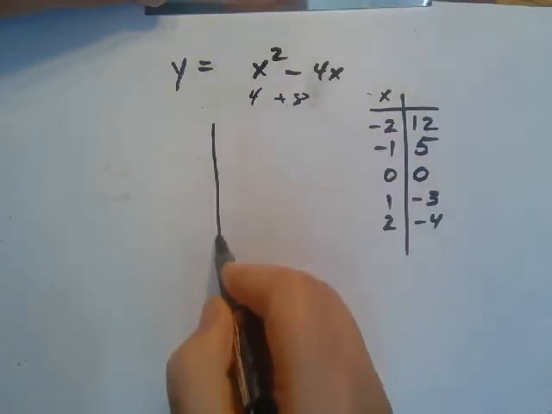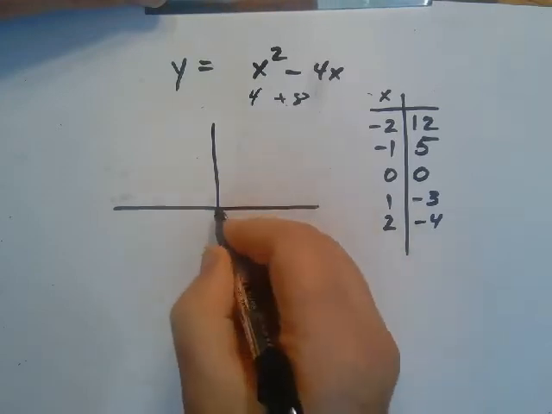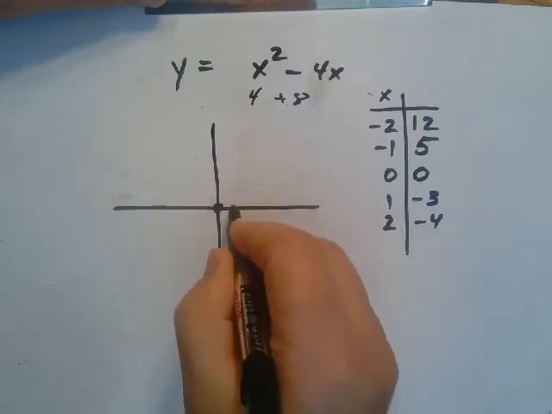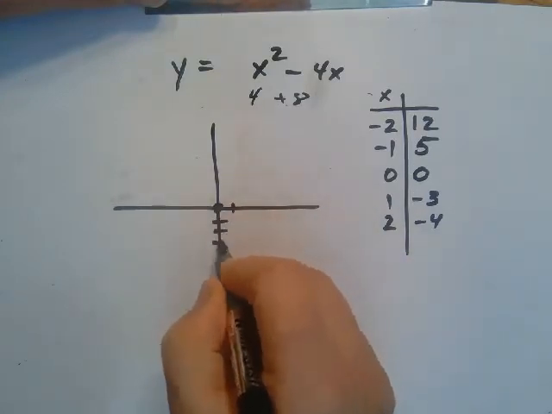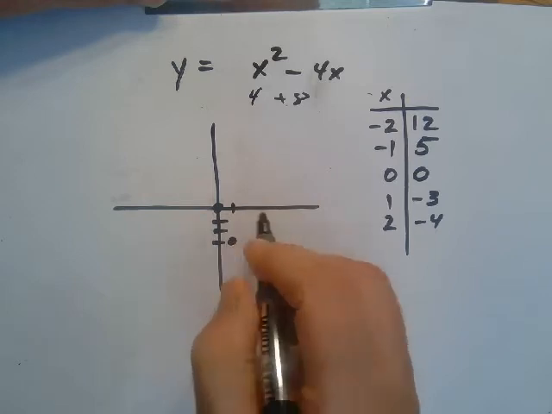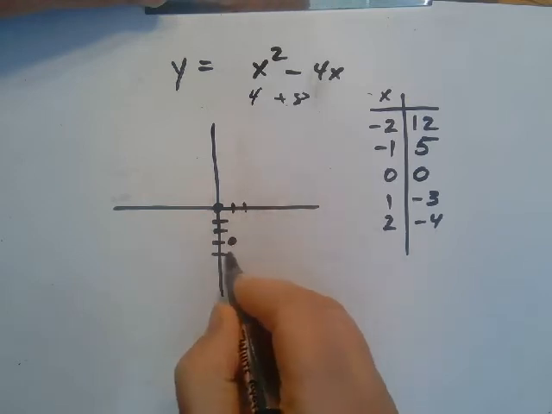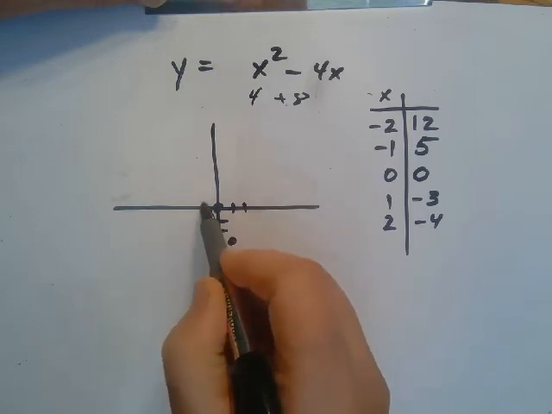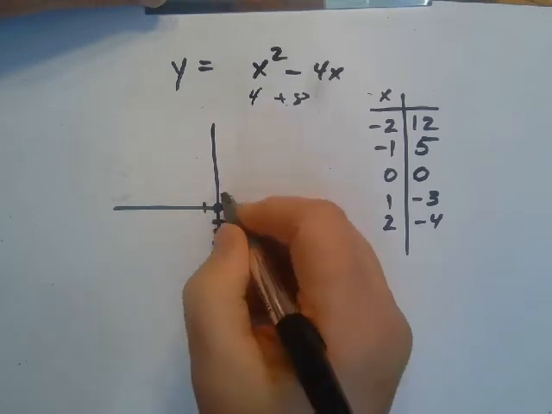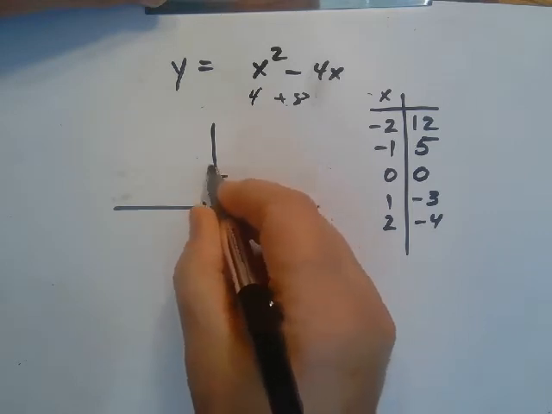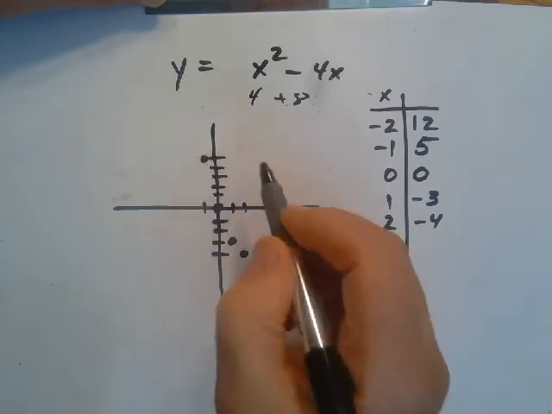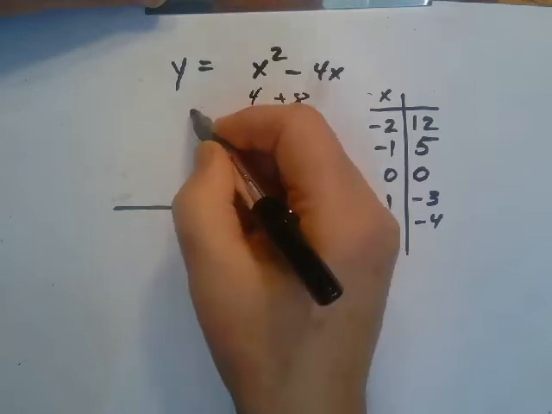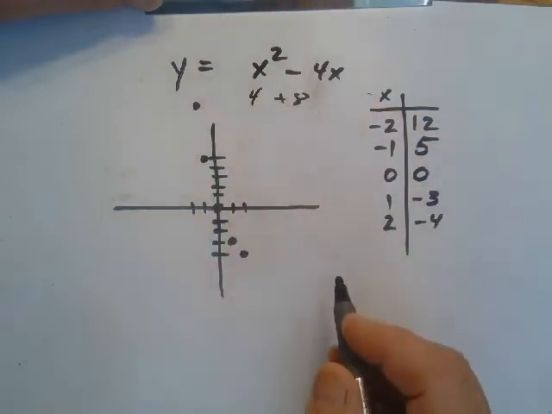What do we got here? Well, 0 went to 0, and 1 went to negative 3, and 2 went to negative 4. Negative 1 went to 5, and negative 2 went way up here to 12. I'll just make a mark there.